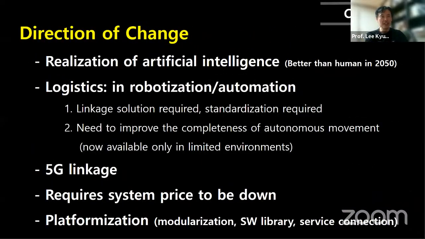Direction of change: realization of artificial intelligence better than human, maybe in 2050; logistics robotization, automation, and 5G require ecosystem prices to go down, and platformization.